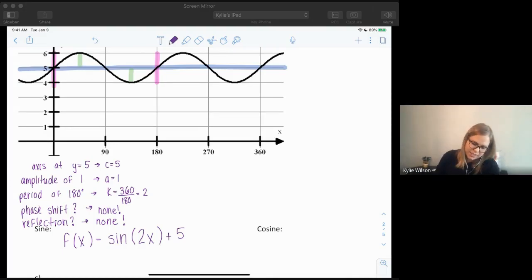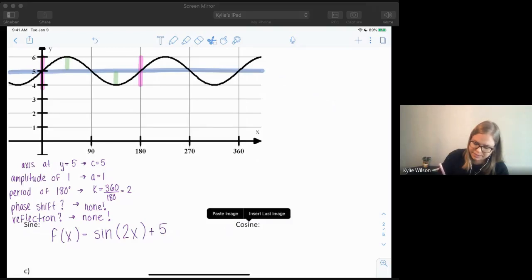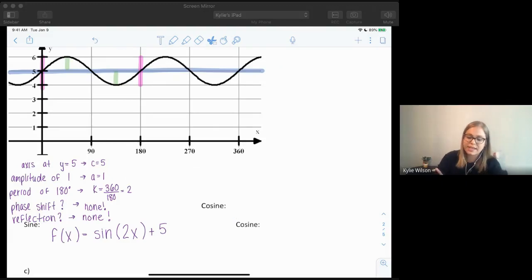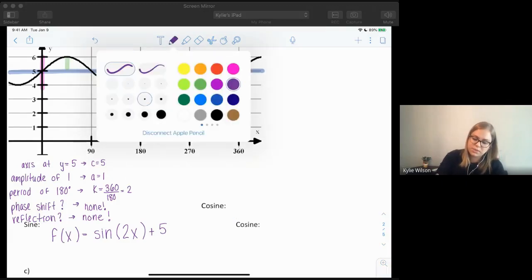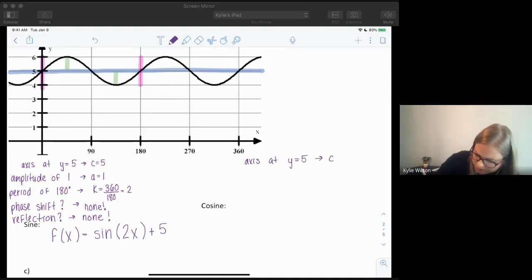Now let's do the same thing for cosine, and there is a ton of stuff here that continues over. So some of these we can actually just copy and paste over, but it's kind of up to you. I just want to go through the whole process so that everybody's on the same page. So again, the first thing we do is find our axis. We have our axis at y equals 5, which tells us that C equals 5.